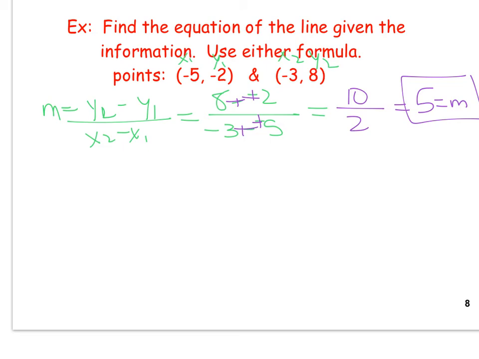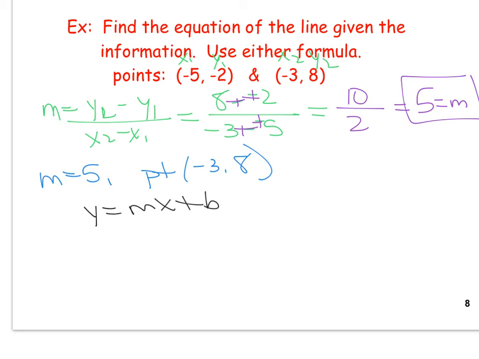So now that I know what my slope is, I'm going to go ahead and write down my slope as being 5, and then I'm going to choose either point. It doesn't matter which point you choose. I'm going to go ahead and choose the negative 3, positive 8, so that's one less negative I have to deal with. And I'm going to use the very first formula, which is y is equal to mx plus b. So here's x and here's y.